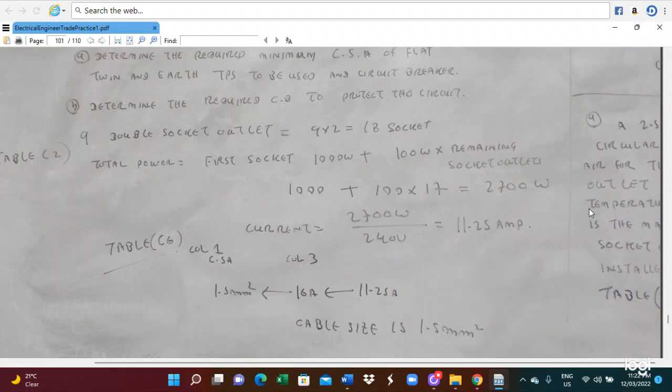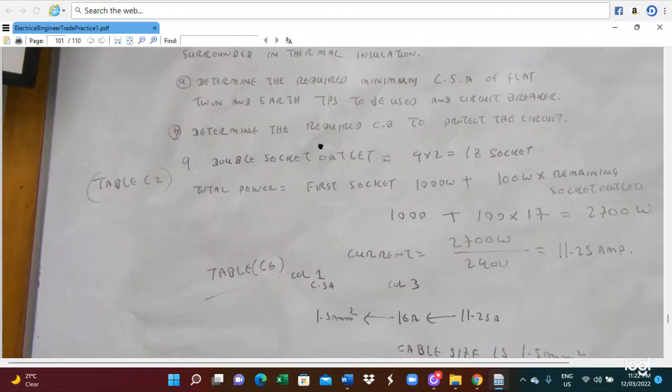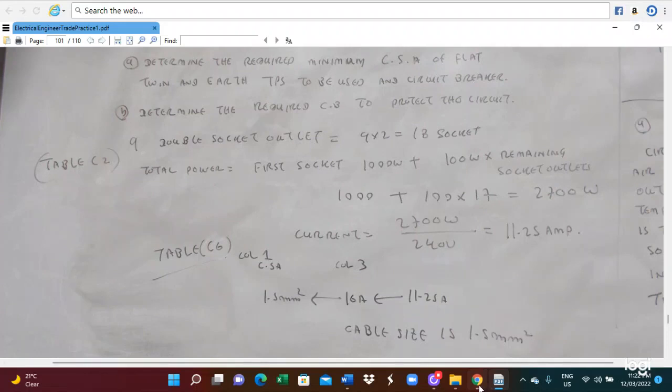So what is the power? The first socket outlet is 1000 watts, and each remaining socket outlet is 400 watts multiplied. This is the rule. Therefore, we have to find Table C2 of the AS3000. So this is the AS3000 rule, Table C2.